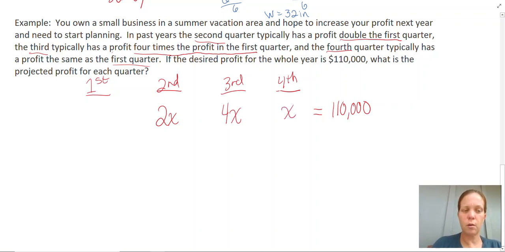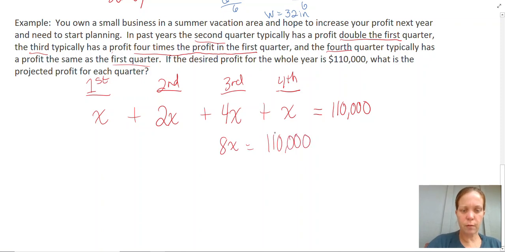Now, be careful, notice how we didn't put anything under first, and sometimes that happens where we forget the thing that we're basing everything off of. In this case, though, we need to also include an x for the first quarter. Okay, so when we add all these up, we should get our 110,000. So, key is when we've got these different parts, make sure you have 1, 2, 3, 4 algebraic statements if we're talking about 4 quarters. So x, 2x, 4x, and x, that's 8x.